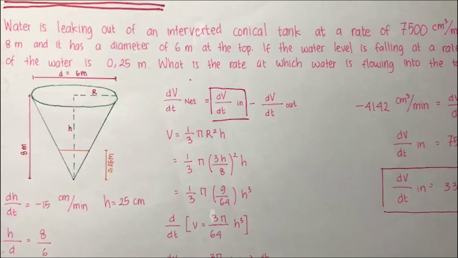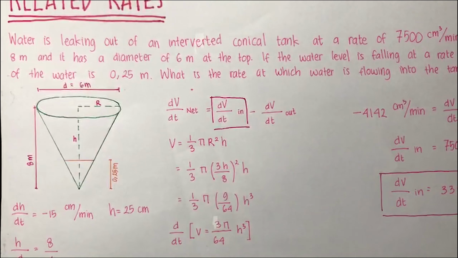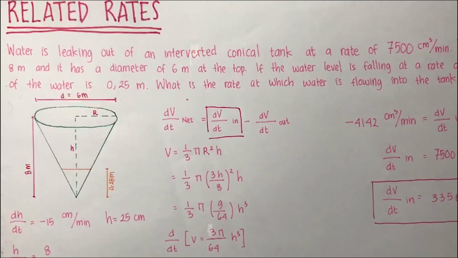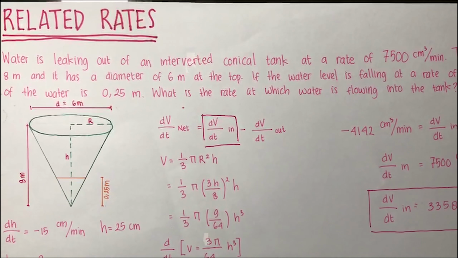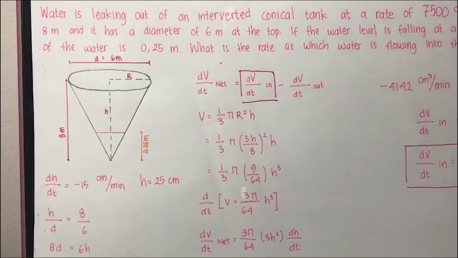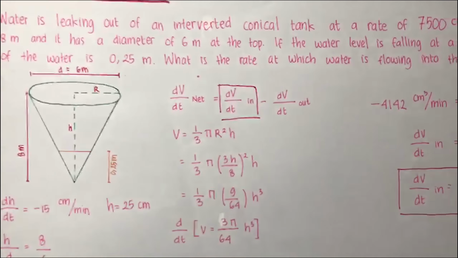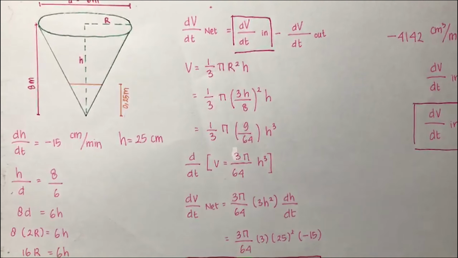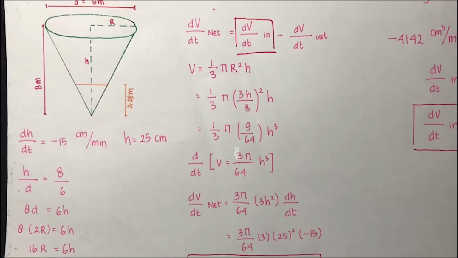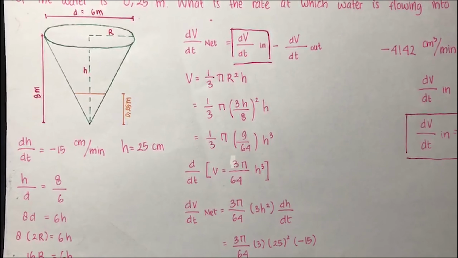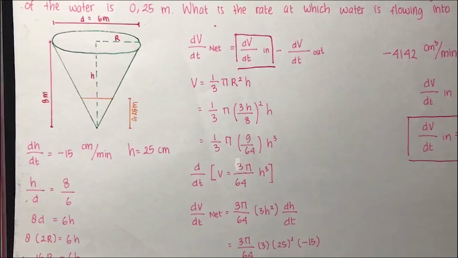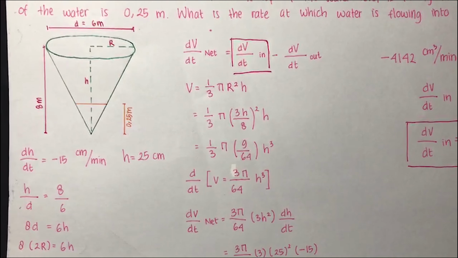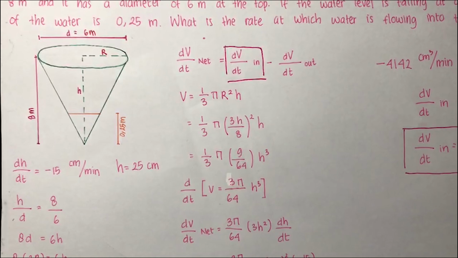So we can use dV over dt net equal to dV over dt when the water is flowing into the tank minus dV over dt when the water is flowing out of the tank. And then how do we find the derivative from that? We use the volume of the cone. The volume of the cone is 1 over 3 times pi times the radius squared times height. So to have the same variable, we can change the r into h.